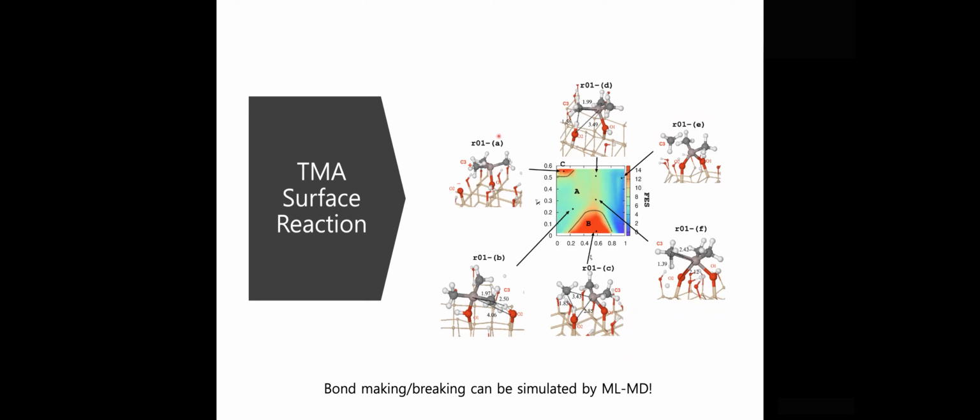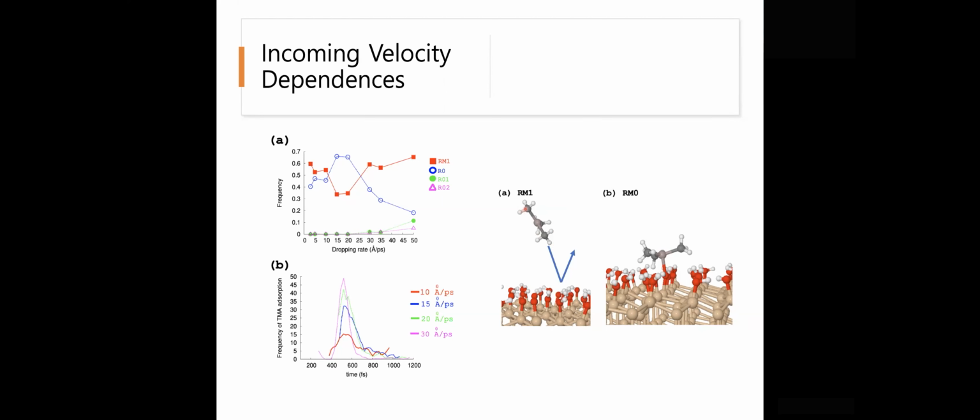Using these parameters, you can do many other interesting things. Like in this particular case, we tried to do some kinetic simulations here. You send the TMA to the surface, right? Some of them just bounce back, but some of them can make useful surface chemical structures like this. And what we did was simply change the dropping rate or velocity of this molecule to the surface, to see whether a change of velocity does anything to the ratio of these two possible events.